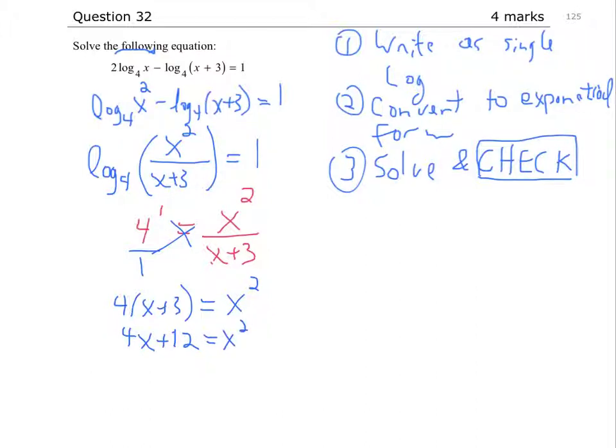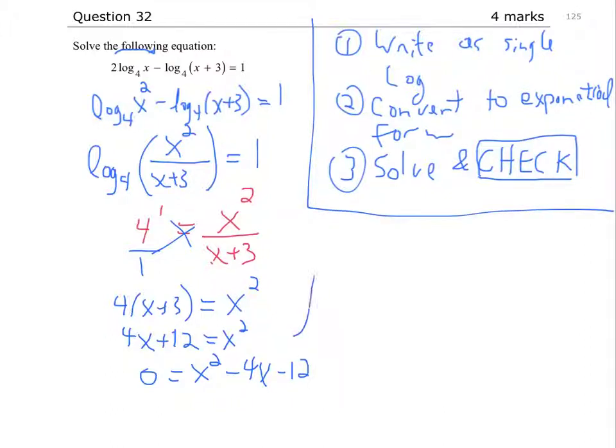We want quadratics to equal 0. So 0 equals x squared minus 4x minus 12. And we'll bring that up here. We want to factor. We want to multiply to get negative 12, add to get negative 4. So I believe we're talking about negative 6 and 2. It's a nice question to factor. So our factors are x minus 6 and x plus 2.